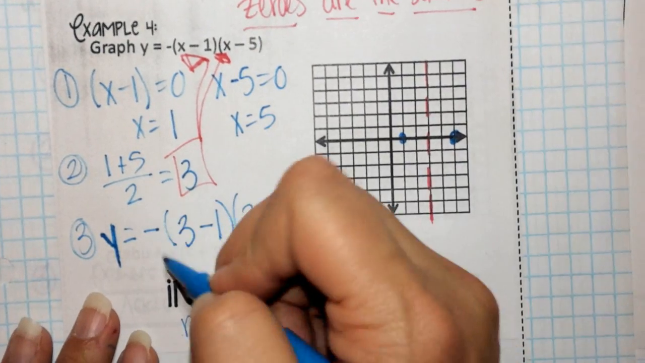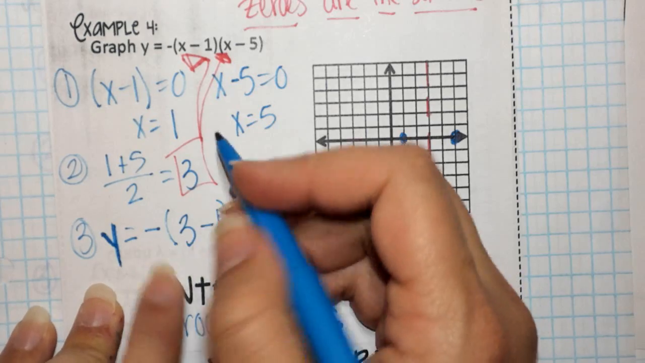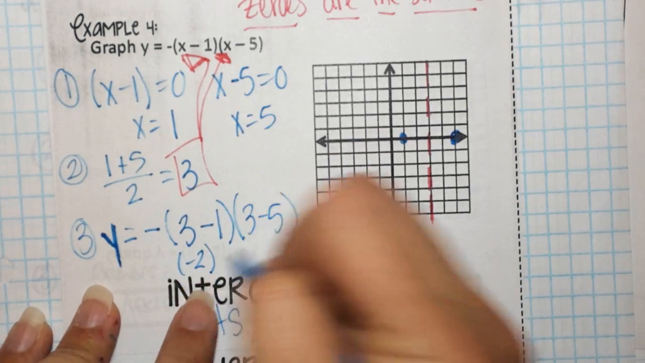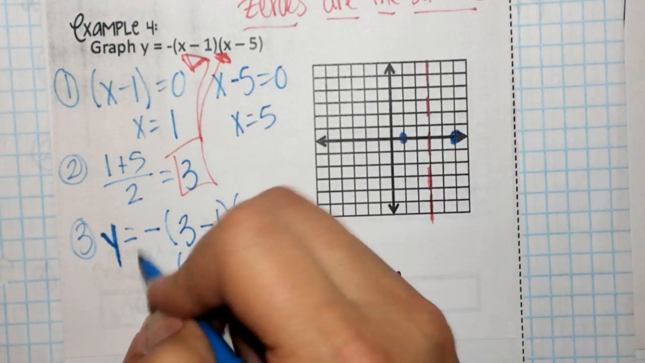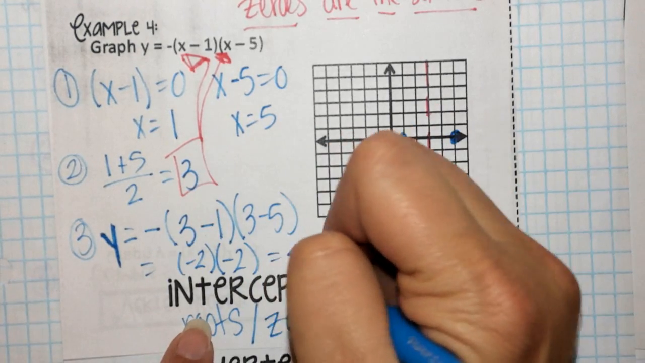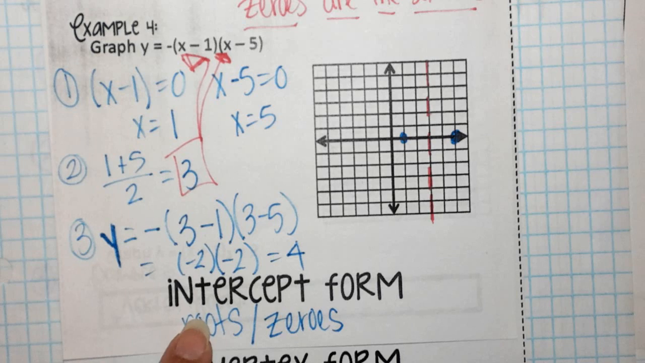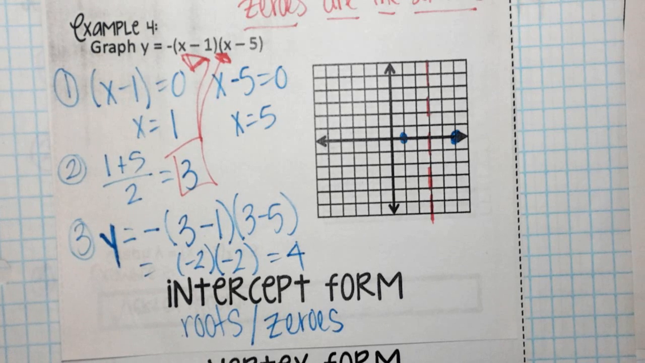All right, what's 3 minus 1? And the negative out front makes it a negative 2. All right, what's 3 minus 5? And what's negative 2 times negative 2? 4. Positive 4. So what do I need to do now? What do I have to plot?